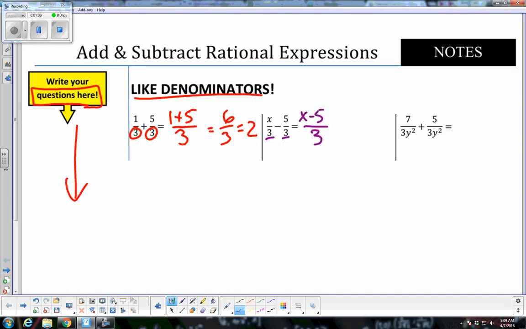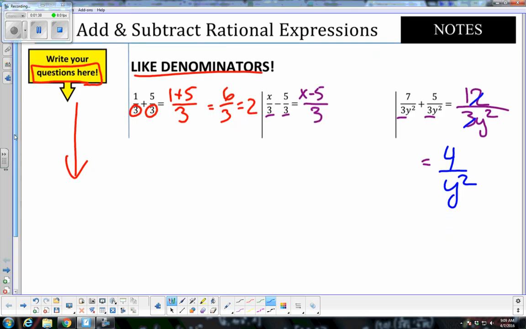It's pretty easy. Again, what if the variables are on the bottom? That doesn't really change much. If the variable's on the bottom, you've got a 3y squared and a 3y squared. You just leave the bottom 3y squared. And the top, you add. So 7 plus 5 is 12. So there you go. You could reduce that if you'd like to. You'd say 12 and 3. We know that those cancel a little bit, giving you a 4 on the top and a y squared on the bottom. That would also work as well.